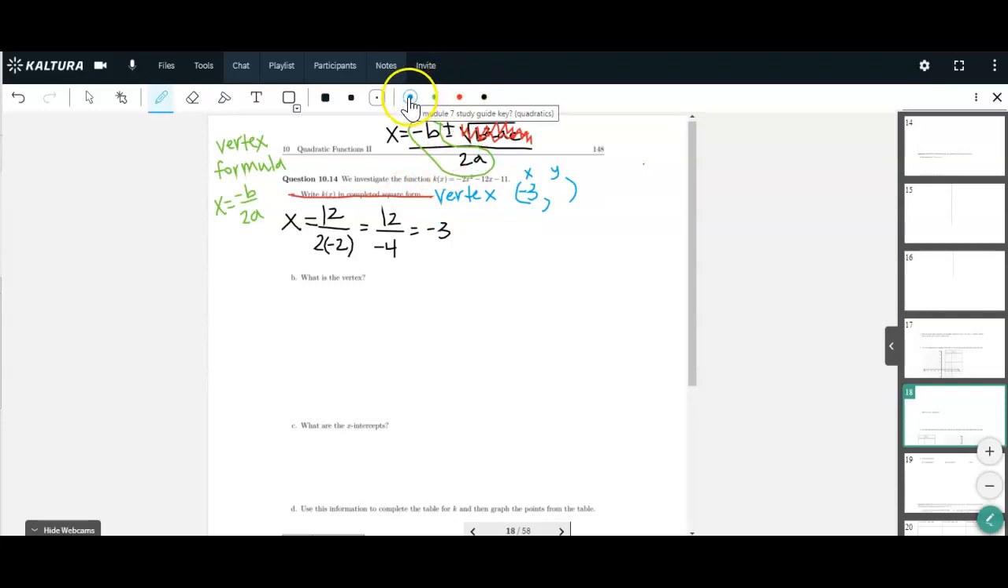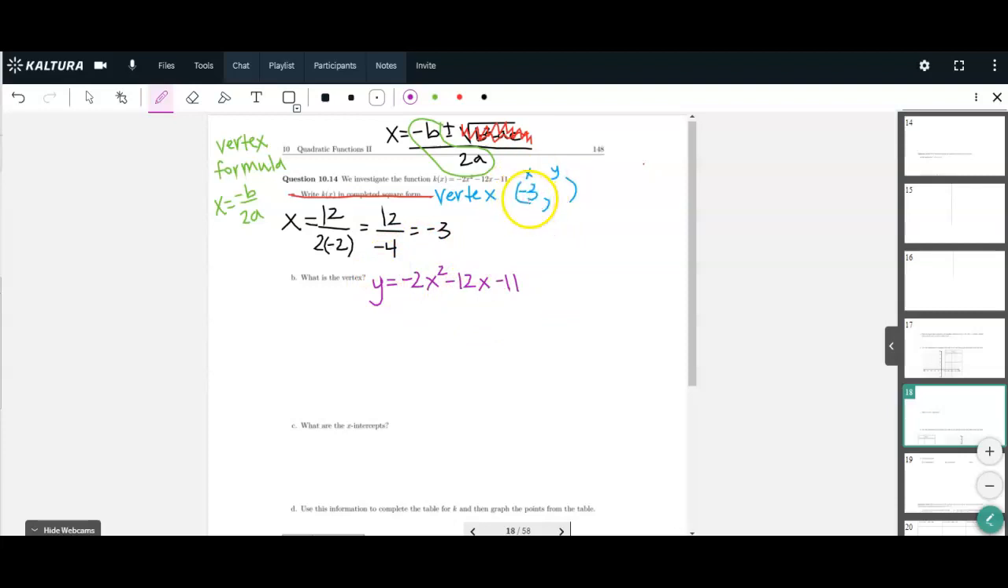Let's see, different color. Let's do this. So remember that k of x could just be said as y. Right? K of x is the same thing as y, so I have y equals negative 2x squared minus 12x minus 11. That was the equation that was given to me. I just found out what x was.